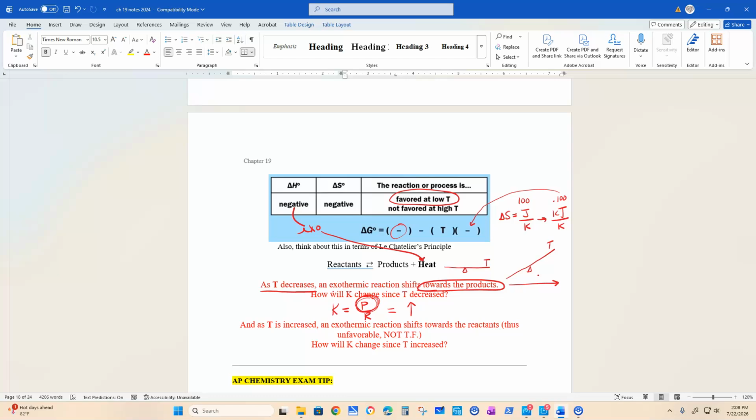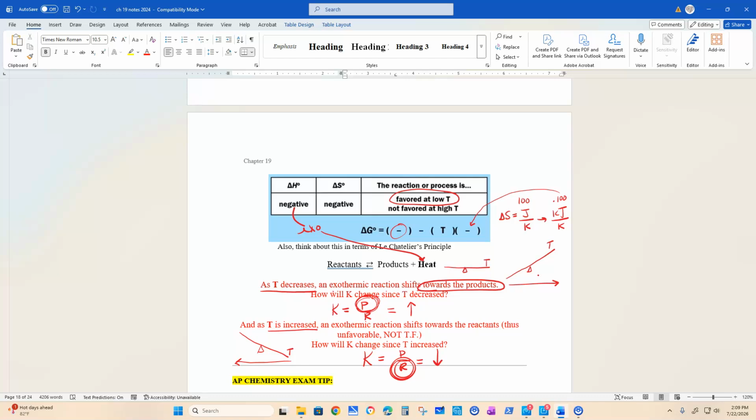If I still got heat, but now my temperature increases. So now my products are dominant. Very, very dominant. So to reestablish equilibrium, I've got to make more reactants, lose products. So an exothermic process shifts towards the reactants, okay? This is not going to be favorable because products turn into reactants. My reactants are getting bigger and bigger and bigger, which means my K is going to decrease.